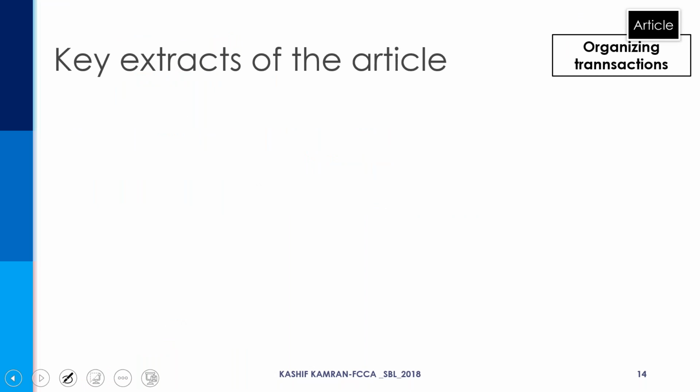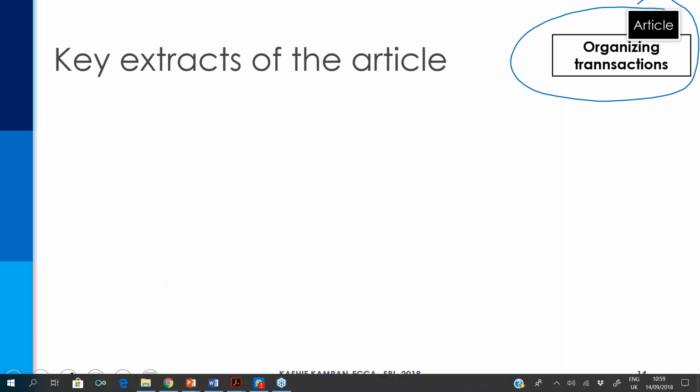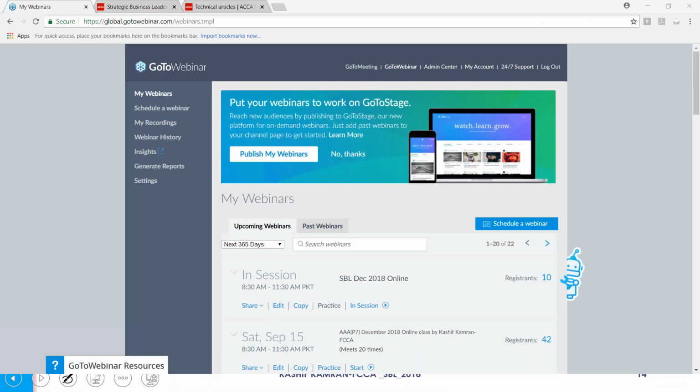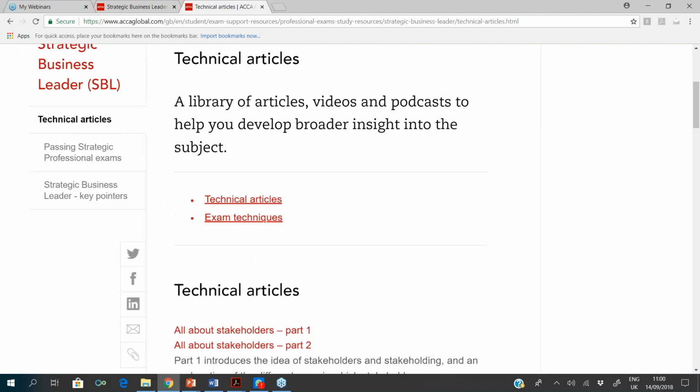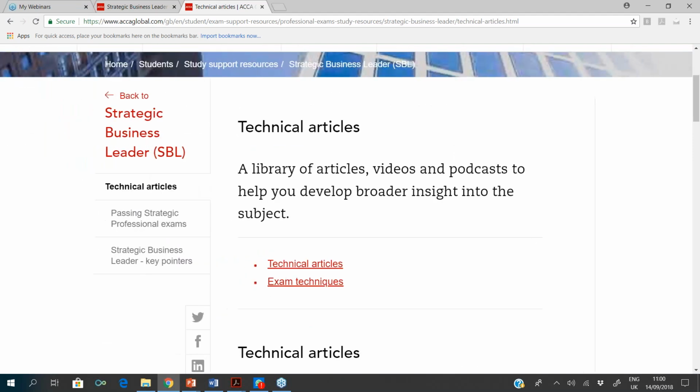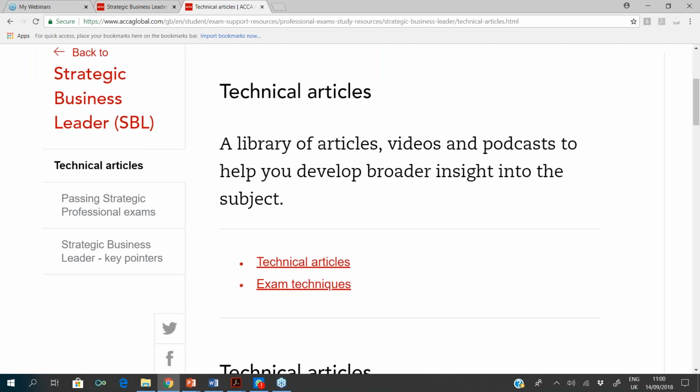Okay, now last thing. There is an article on the subject matter we are going through, and the name of the article is Organizing Transactions. You can see that on the top right of my screen. You will go to the website. The link has been shared with you in the WhatsApp group. Let me show you the website. This is the ACCA website, which contains the articles of Strategic Business Leader. This is the link I have shared with you.